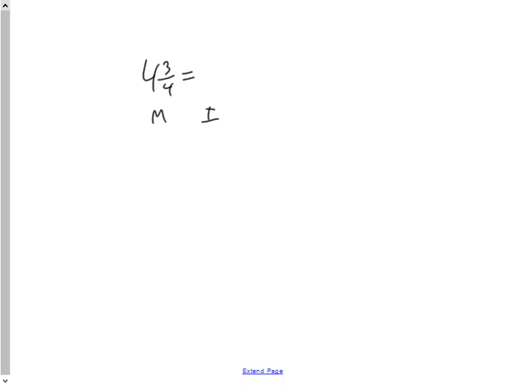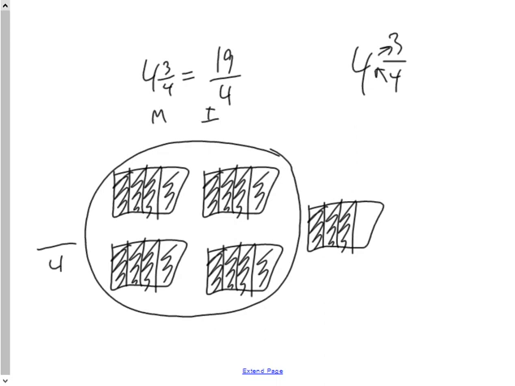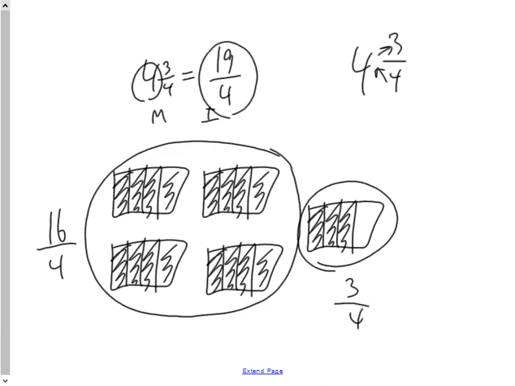Using that same methodology, if I had 4 3/4, 4 times 4 is 16, plus 3 is 19, 19/4. If I was to draw it, this is what it would look like, 4 3/4. So how many quarters does this 4 represent? It represents 16 quarters, plus an additional 3/4. Altogether, I would have 19 quarters.